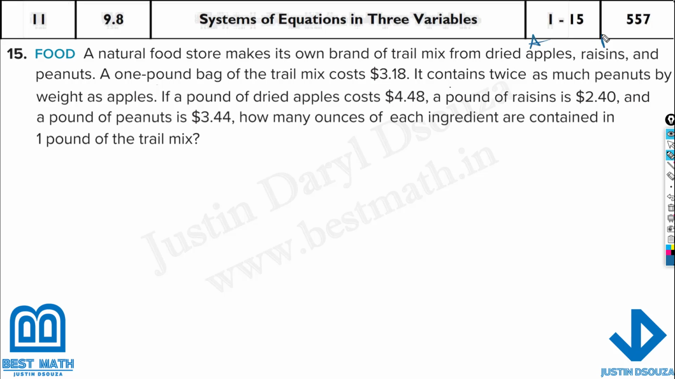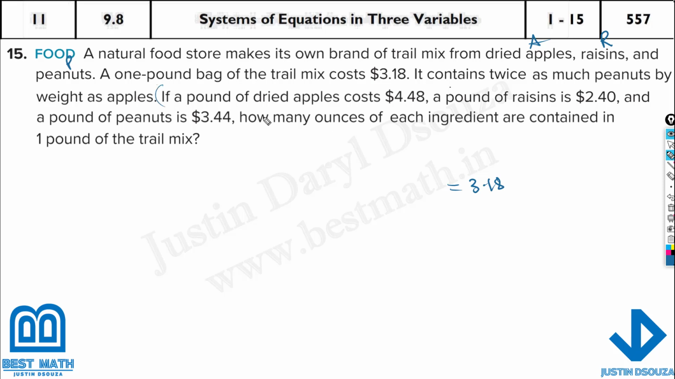I'll just take it as A, R, and P. 1 pound bag of trail mix cost $3.18. Okay, one bag of the total is 3.18. Now here there's a method to remember. They have told the total bag is 3.18, right? It's related to the cost, money. So what else money is given?